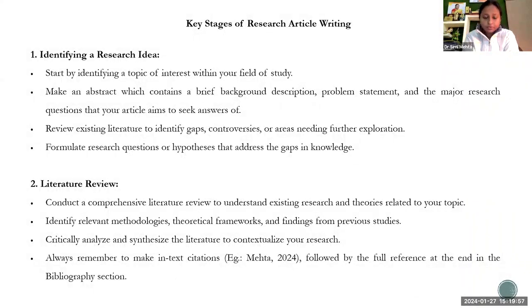And then you'll have to formulate a few research questions or hypotheses that you have to validate or invalidate, and that would help you address the gaps in the knowledge. The next step, after a short brief abstract, is to think about the literature review. We'll be talking more about it throughout my presentation here as well, which will help you to gain a better understanding.